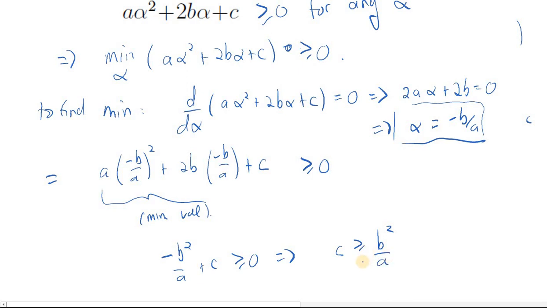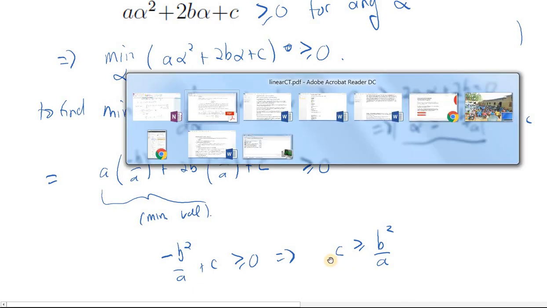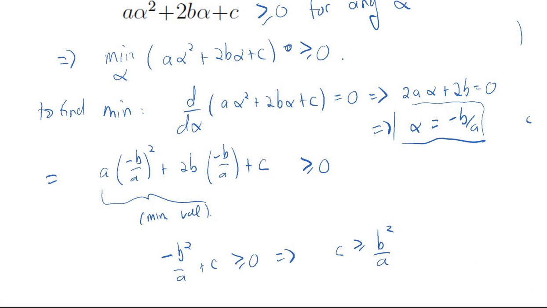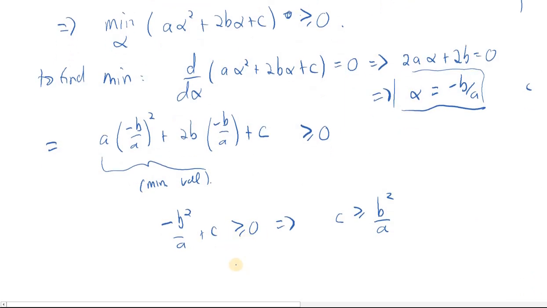So now we want to substitute. What is my value of c? Well, c was equal to uu. What's my b? Well, b was equal to, you can go back and check this, uv. And a was vv.